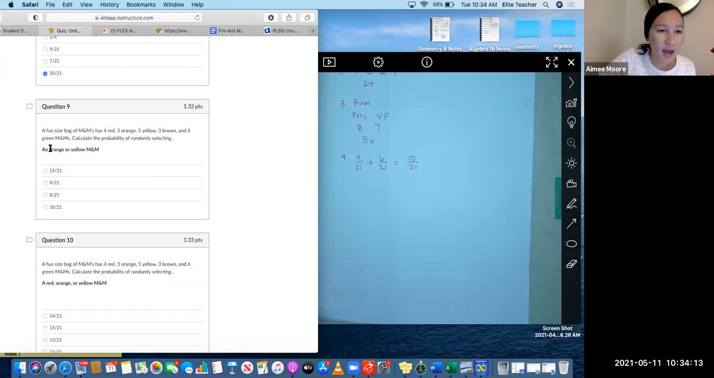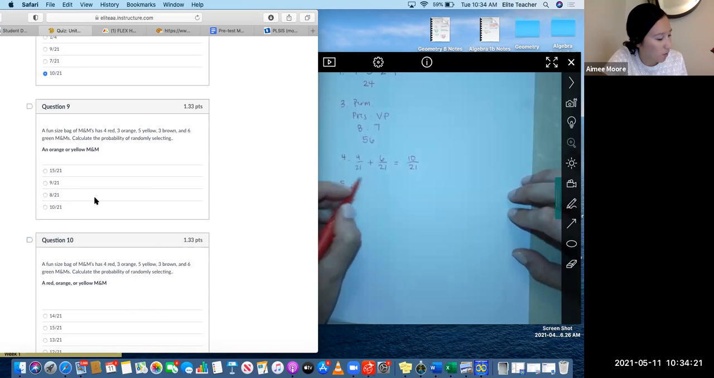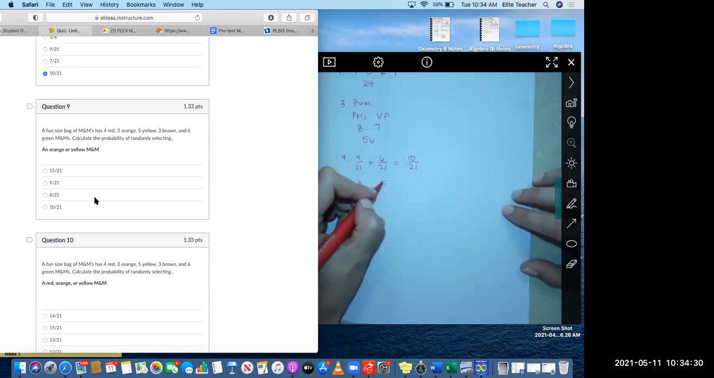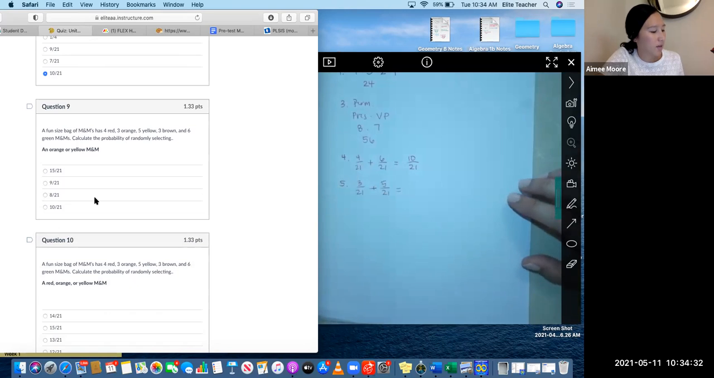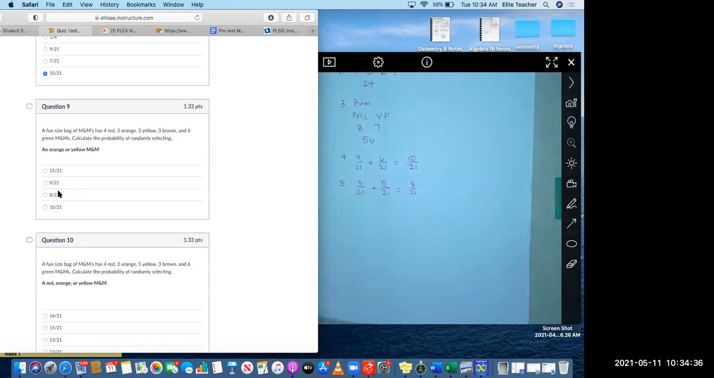All right, now the probability of picking an orange or a yellow M&M. So what's the probability of picking an orange? We said above that was 3 out of 21. And then a yellow is what? 5 out of 21. So 8 out of 21. 8 out of 21. Thank you, Jaden.